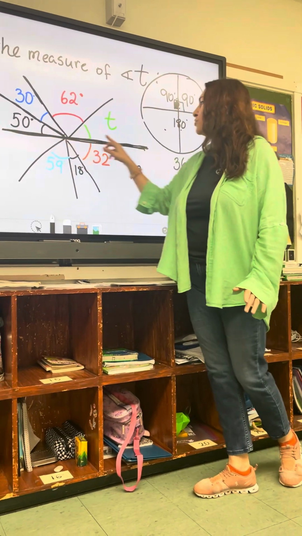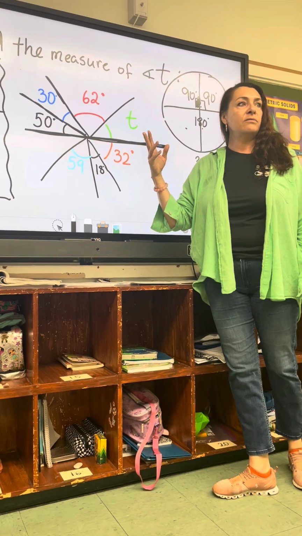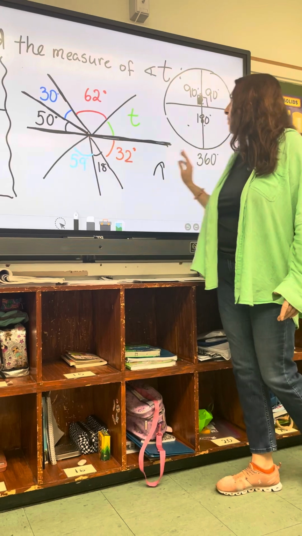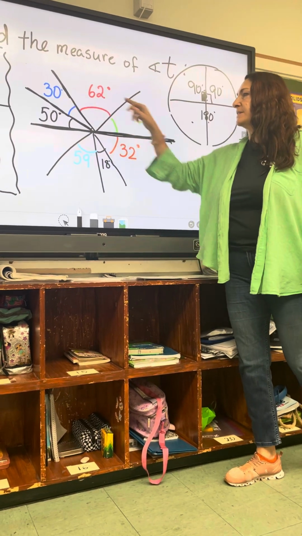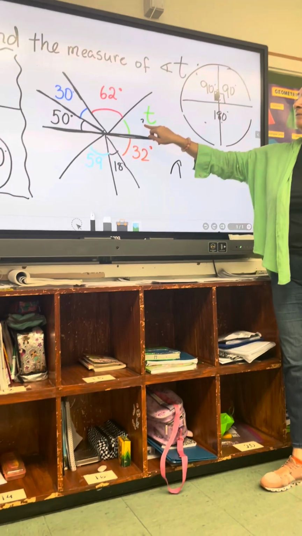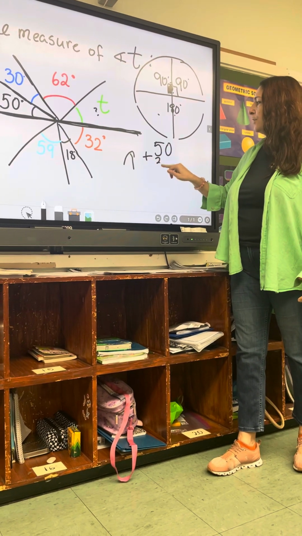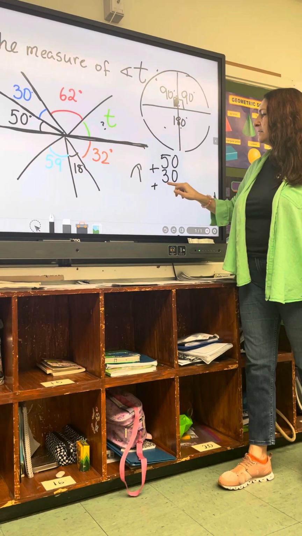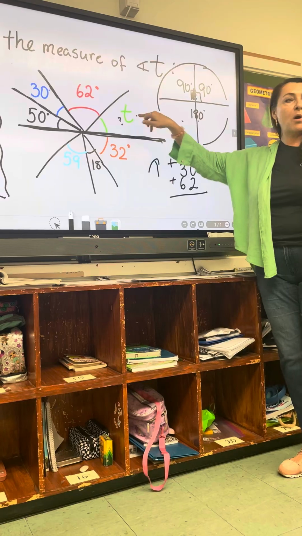First of all, I have a straight angle here, which is 180. And now I have to do the math, which makes it very simple. I have to add, someone help me add 50 plus 30 plus 62. And then we will find the missing number. What would be 50 plus 30 plus 62? We add them up, and this is gonna give us the missing part.